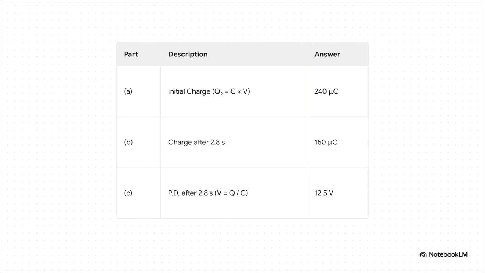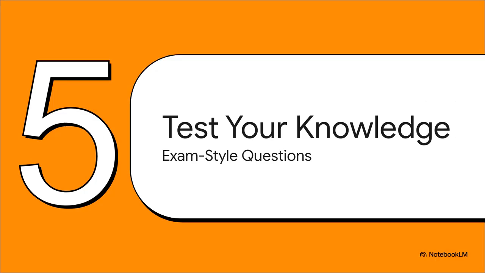First, the initial charge is just C times V, which gives us 240 microcoulombs. For part B, you first need the time constant, which is RC, and then you plug that into the big decay formula to find the charge after 2.8 seconds. And finally, for part C, once you have that new charge, you can just use the basic V equals Q over C formula to find the new voltage. Simple as that.